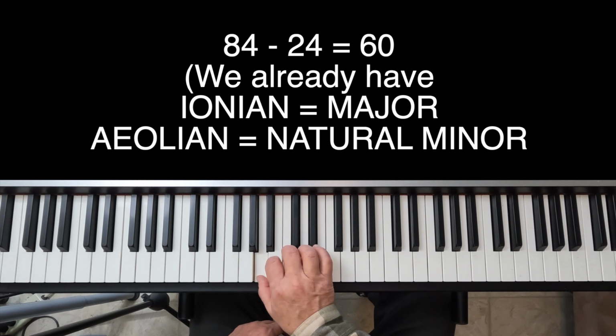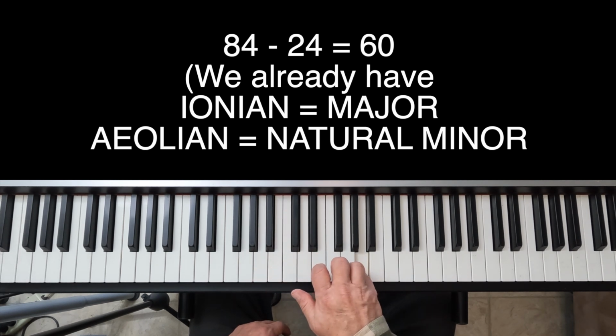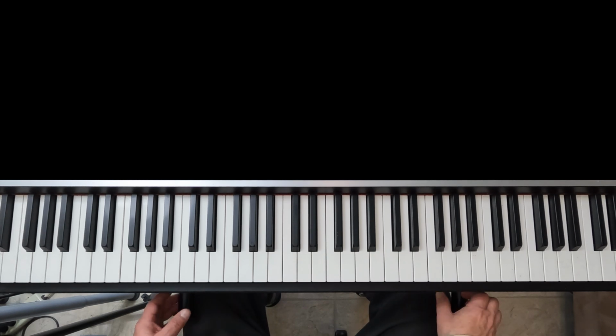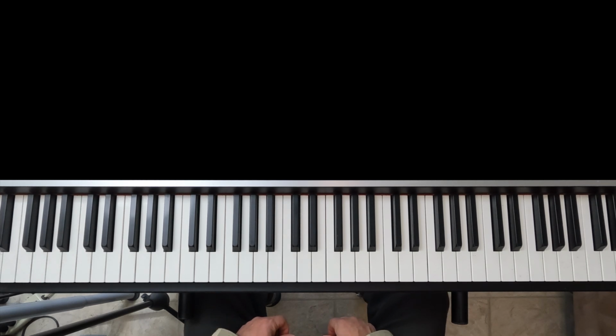Now, we already have the Ionian mode because it's the same as our major scale. And we also have the Aeolian mode. That's the same as our natural minor. So that leaves us 60 modes to explore. What we're going to do is play the scales of these modes, not all in one video, of course, because that would make for a very long video.